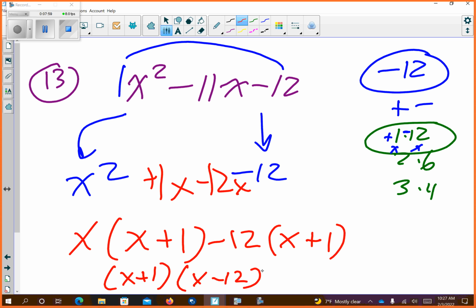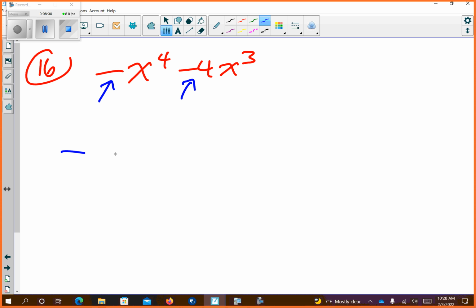All right, number 16 is a good one. Again, the quiz we'll have is moved to Monday. A couple things to notice. Are these both negative? Yep. So let's factor a negative out first. Is that okay so far? It's not done, but I was just showing you that you can factor that out.